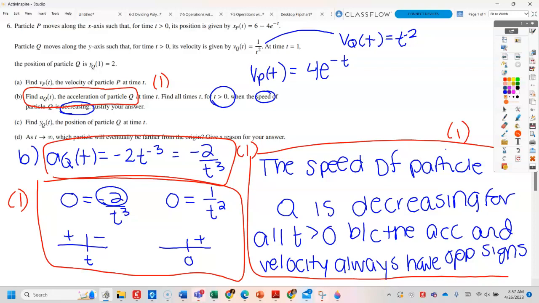If you did not indicate anything about velocity, like you only had acceleration was negative, you did not discuss velocity, you did not earn your point.